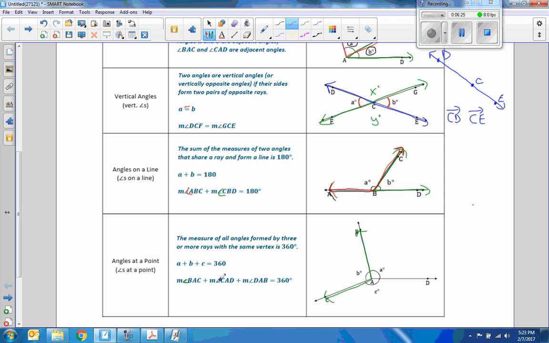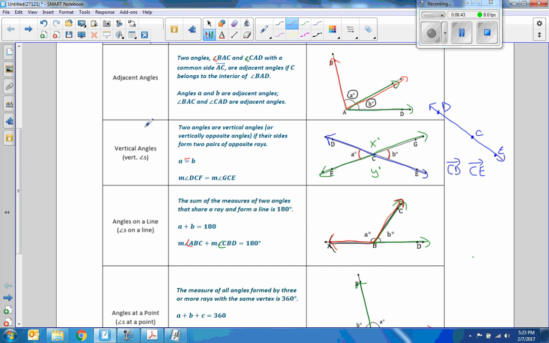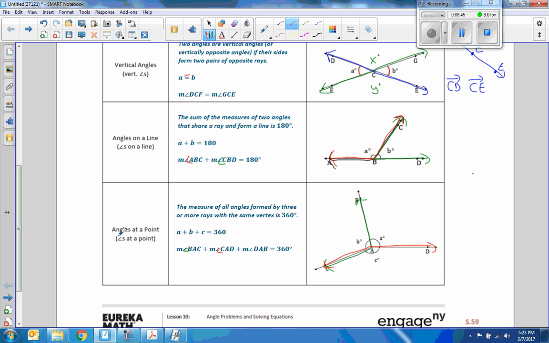Then we have the measure of angle CAD, which I'll do in red. So we start at C, we go to A, and we go over to D. That is CAD. So they're sharing AC, so BAC and CAD are adjacent angles. They're sharing a common ray.